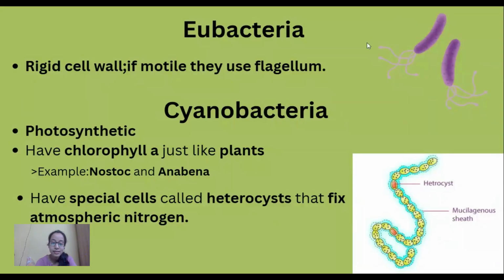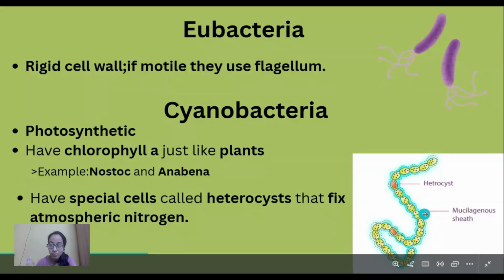Next is the cyanobacteria, the most important group, also called the blue-green algae. They are photosynthetic and have chlorophyll a just like plants. Nostoc and Anabaena are the common examples. There are special cells known as heterocysts that fix atmospheric nitrogen. You can see in the diagram the heterocysts, right? And this is the mucilaginous sheath.